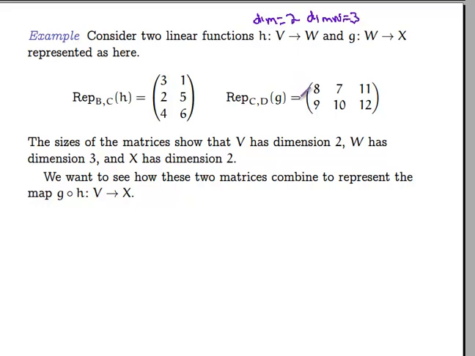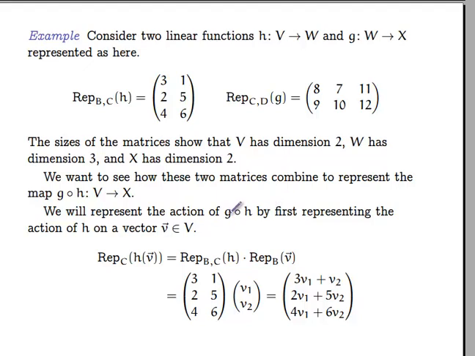All right. Now we're going from W to X. We know the dimension of W is 3. And that corresponds to the fact that this 2 by 3 matrix should be multiplied by three-dimensional vectors. But the result is going to be a two-dimensional vector. So the dimension of X is going to be 2 again. Okay, so that's how we get these results here. We want to show how these two matrices combine to represent the map G composed H.